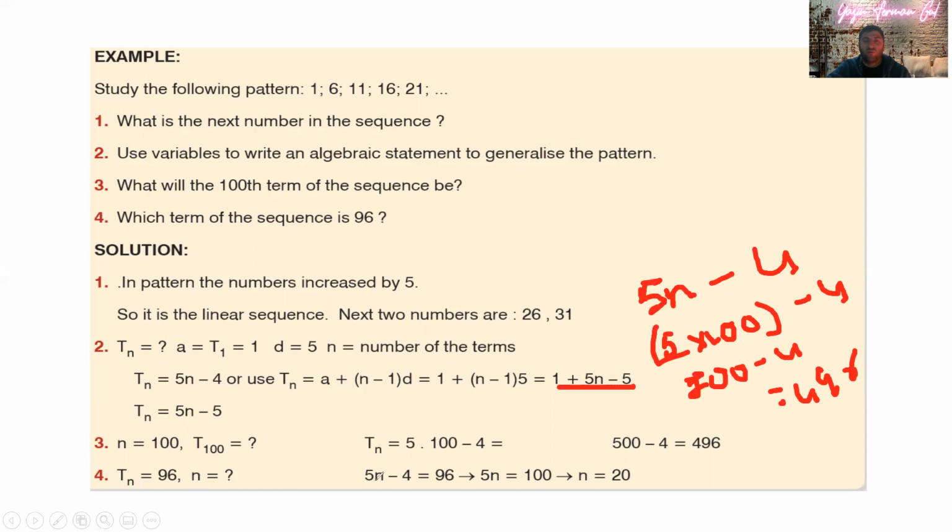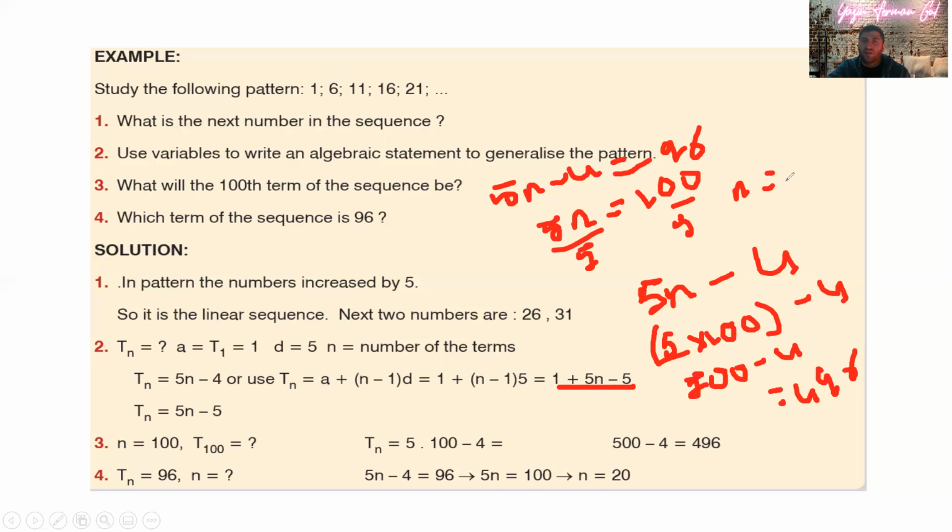Then, which term of the sequence is 96? Then Tn equals 96, and we use the formula 5n minus 4, so the result is 5n minus 4 equals 96. Now this is just an equation: 5n equals 96, take the negative 4 to that side, it will be 100. Then divide both sides by 5, then n equals 20. Okay, so sorted.